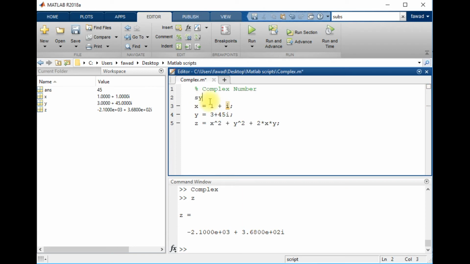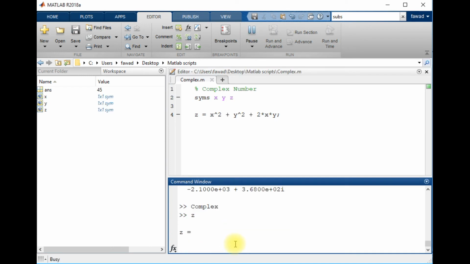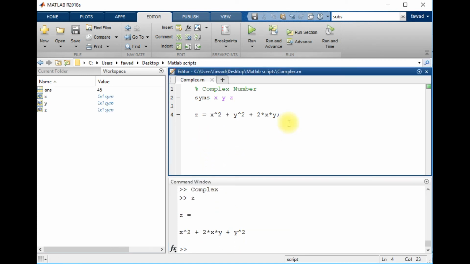Now suppose these are symbols, x and y both are symbols, z is also a symbol, and I don't know the exact value of x and y, and I substitute z for x with 1 plus iota. When I execute this code, I see this type of result.